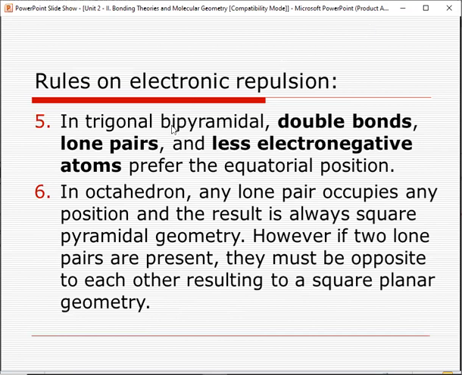Next, in trigonal bipyramidal, double bonds, lone pairs, and less electronegative atoms prefer the equatorial positions. In octahedral, any lone pair occupies any position, and the result is always square pyramidal geometry. However, if two lone pairs are present, they must be opposite to each other. So it becomes square planar geometry.